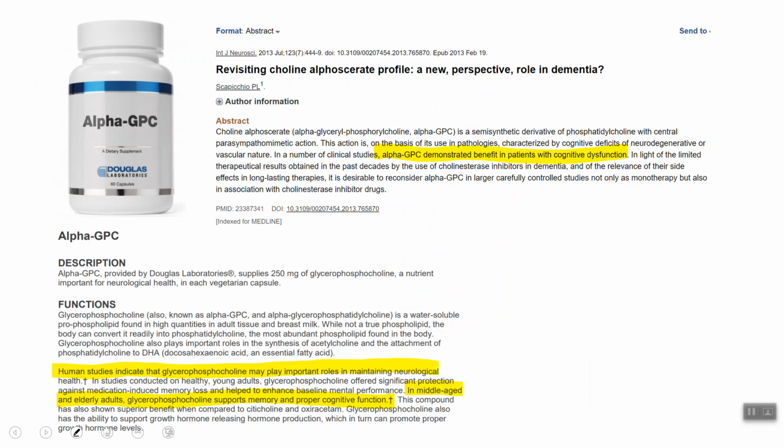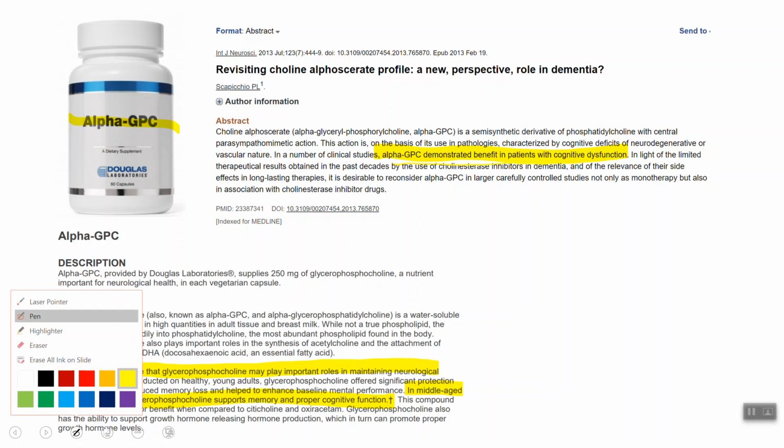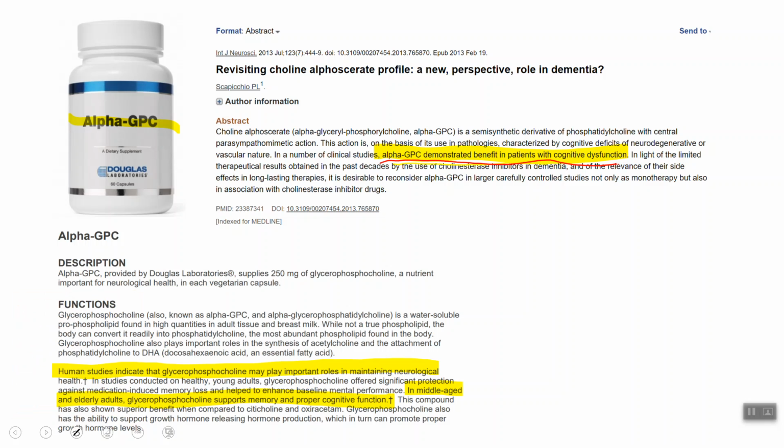All right, so here's some studies. Alpha GPC, this is a supplement that you can get online. It demonstrates benefits in patients with cognitive function. Like it helps your brain, okay? It plays an important role in maintaining neurology. In middle-aged and elderly adults, this is the name of it, alpha GPC, it helps support memory and proper cognitive function. So these are supplements that you can take.